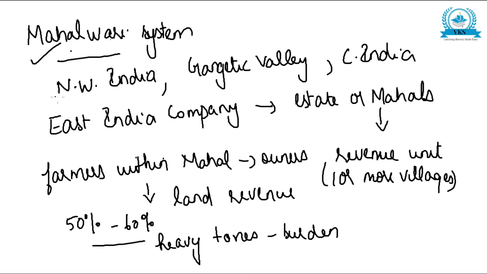So Mahalwari system was introduced in northwestern India, Gangetic Valley and parts of central India. Here the East India Company entered into a settlement with the estates or mahals. A mahal was a revenue unit of one or more villages. The farmers within the mahal were collectively considered as the owners of the land, and they were collectively responsible for the payment of land revenue. The revenue was fixed at 50 to 60% and was periodically revised. The heavy taxes became a burden on farmers and they were reduced to absolute poverty. So this was the Mahalwari system.